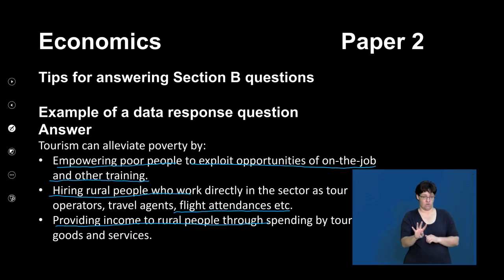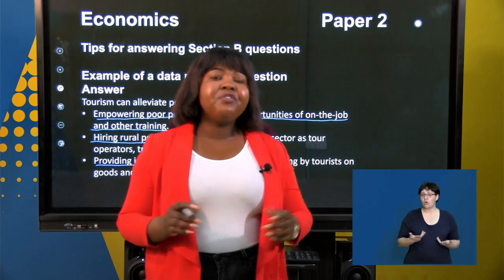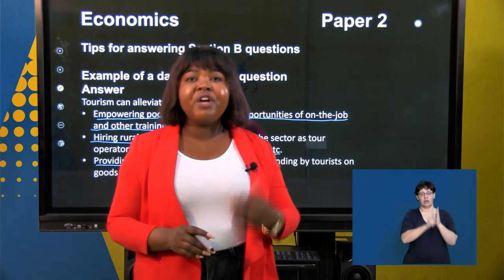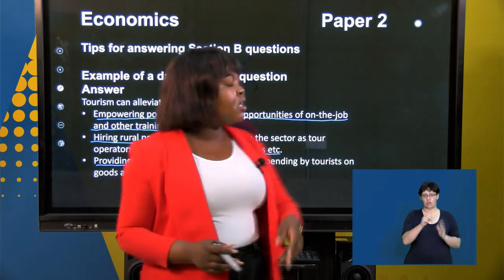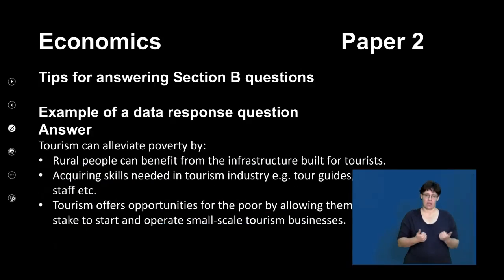Remember what I said, it's a 4-mark question, so you need to give a maximum of 2 points for that question. I will emphasize again, you get no marks for over-answering a question. Even if you know 10 points, you are not going to get 10 marks for stating 10 points. Stick to the 2 that are required in this particular question. Again, you can talk about rural people benefiting from infrastructure built for tourists. You can say acquiring skills needed in the tourism industry, for example, becoming tour guides, hotel staff, and other things. Also, tourism offers opportunities for the poor, allowing them a stake to start and operate small-scale tourism-based businesses.